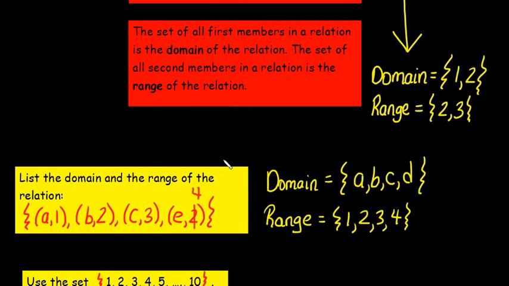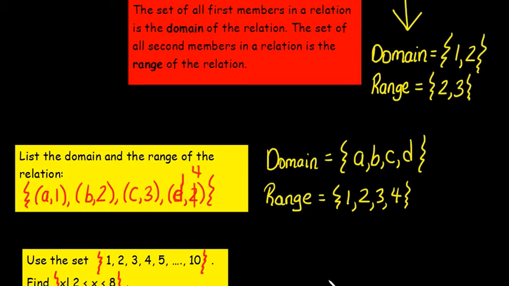So my domain is all of my first members, A, B, C, and D. Look at that. I wrote E and I wrote D over here. I am so sorry. Hopefully y'all can get a laugh out of that. That is supposed to be a D. Good grief. Oh, there we go. A, B, C, and D. Just seeing if y'all caught that. The range is 1, 2, 3, and 4. So there's my range, the second members in that relation.